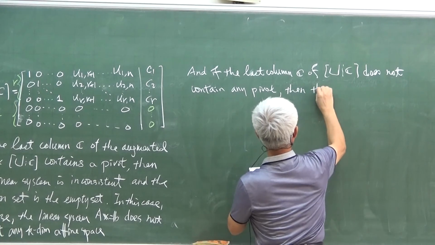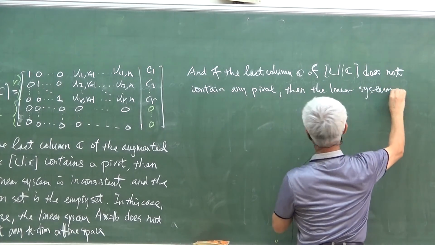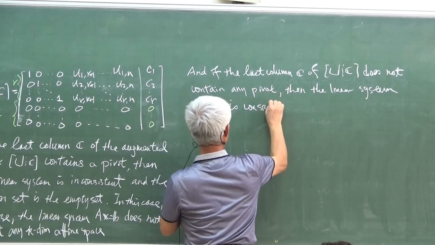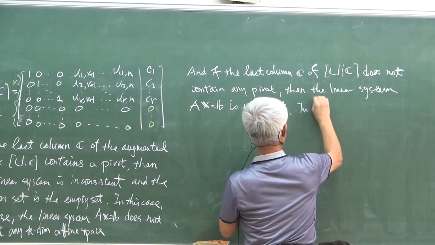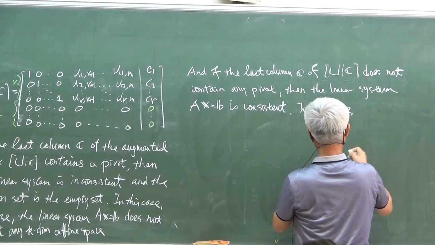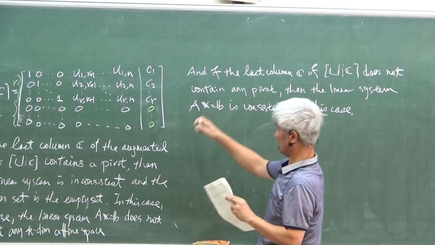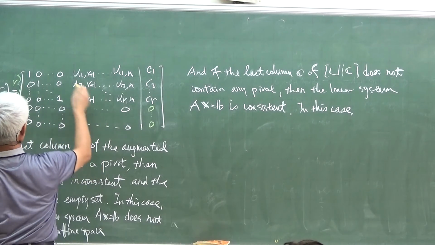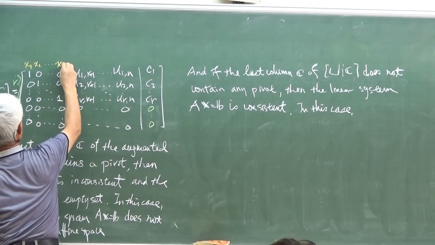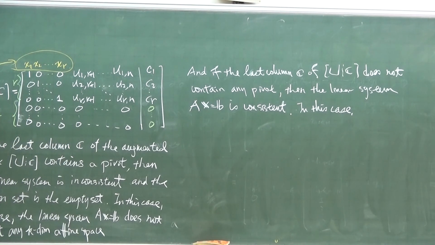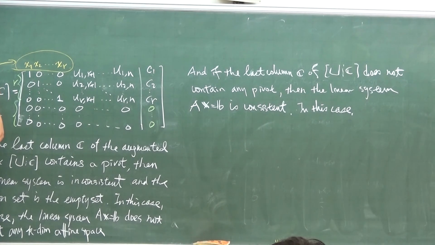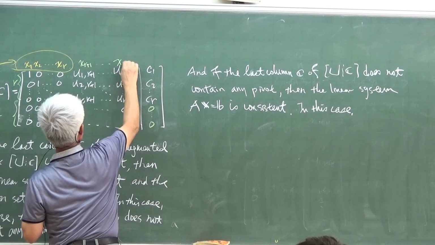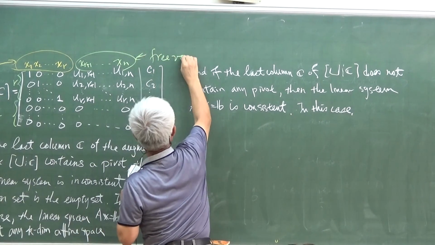Then the linear system AX equal to B, alright, is consistent. Right? It's consistent. And in this case, x1, x2 up to xr are all dependent variables. Okay? And xr plus 1 up to xn are all free variables.